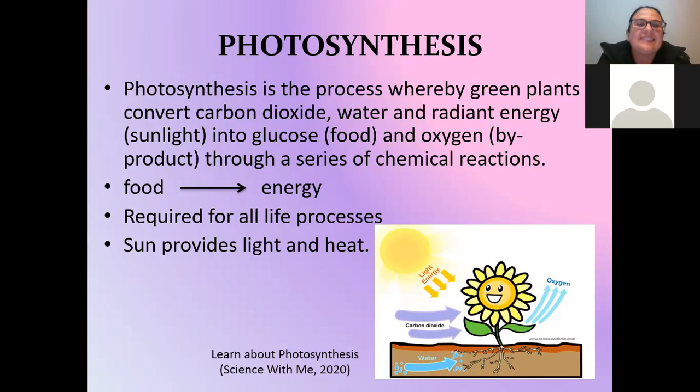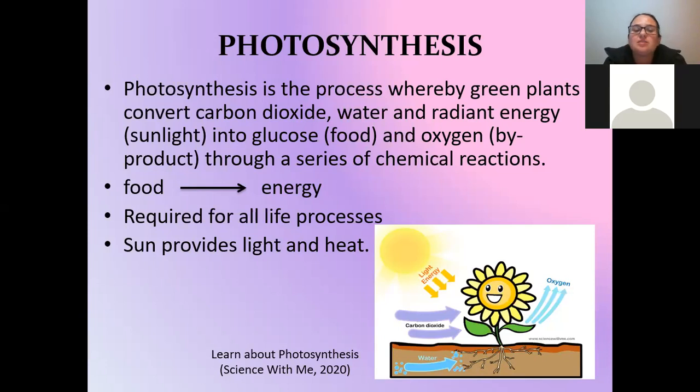Fantastic, well done. Okay, so why is this process so important? Because this process produces glucose, and glucose is actually the simplest form of food. It's what we call a simple sugar. And food is converted into energy, and we need that energy for all of our life processes so that we can do all the daily things, such as growing, moving, and respiring. And the sun is where all living things on earth actually get their energy from.